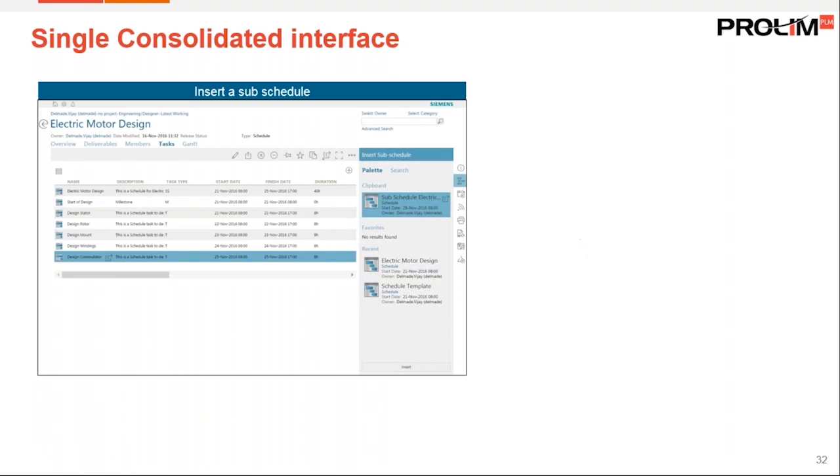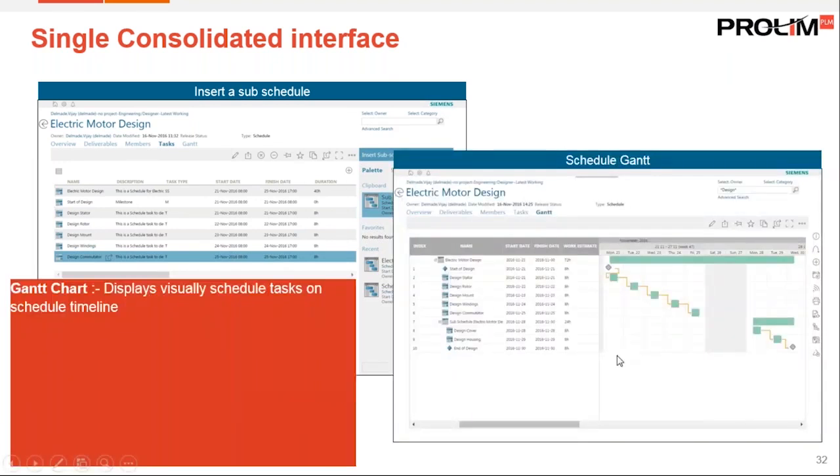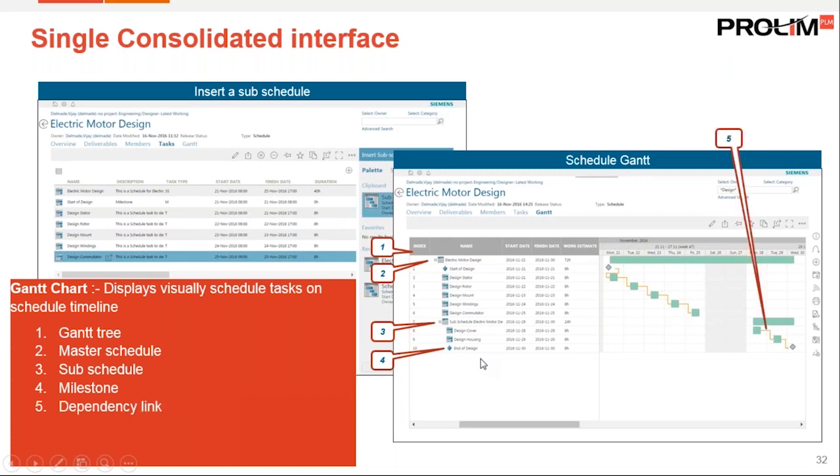Some more benefits of the single consolidated interface: you can have a sub schedule as part of your master schedule, and you can add them from this interface itself. And here itself, you would be able to see the Gantt chart, which the system will create for you the moment you have created a schedule and created the interdependency between activities. So here you will have the Gantt tree, the master schedule, the sub schedule, milestone, the dependency link, which is telling the predecessor and successor activities, the summary tasks, and the time scale. So the system is helping you save time in that context as well.